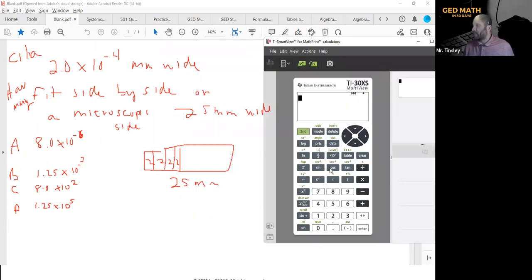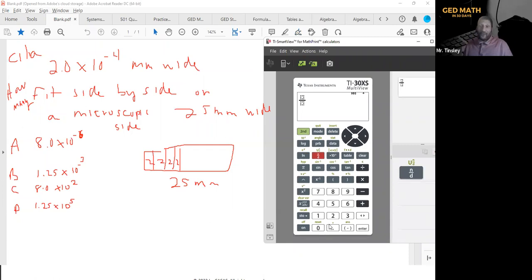Since I'm doing division, I'm going to hit 2nd. Now, the actual cilia aren't 2.0. They're 2.0 times 10 to the negative 4. So what I'm going to do is say, okay, well, 25 divided by 2 is how I got 12 before.